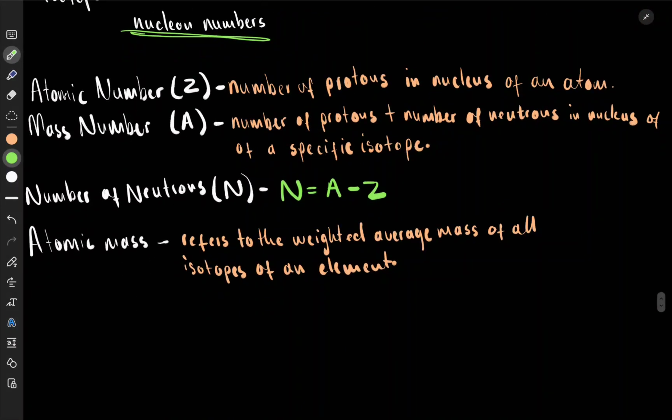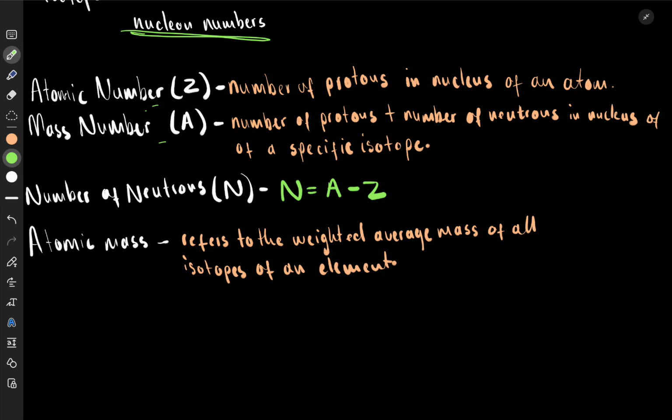Let's see what atomic number and mass number are, these two. Atomic number will be called Z. You say, oh, atomic number starts with an A, so shouldn't it be called A and then mass number Z? No. Atomic number, though it starts with an A, is called Z. Then mass number is A.